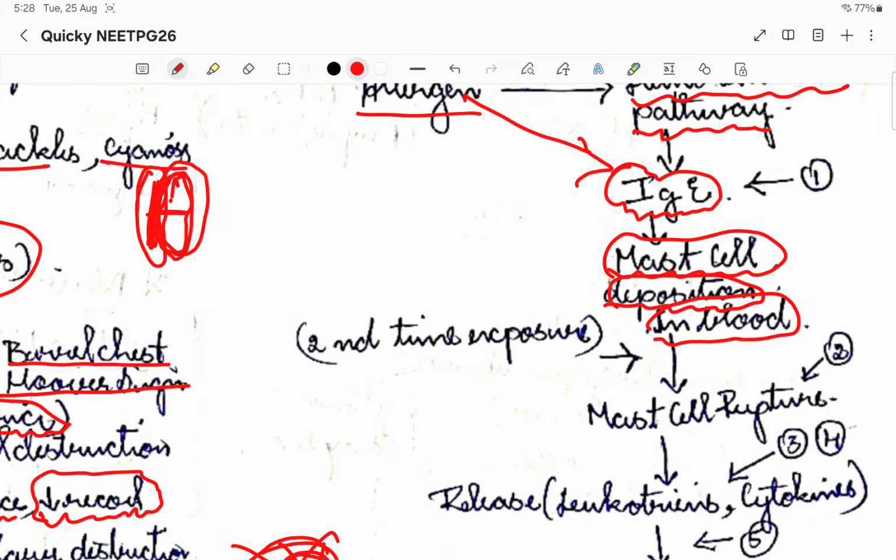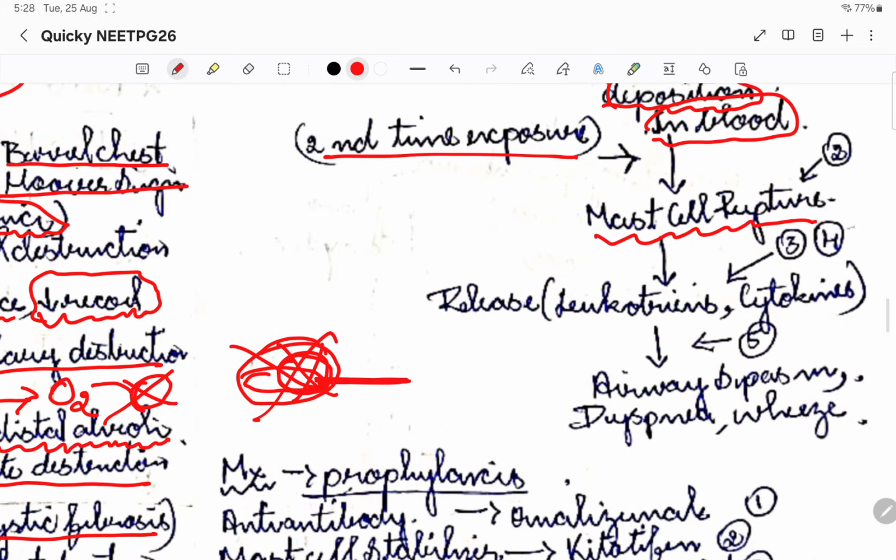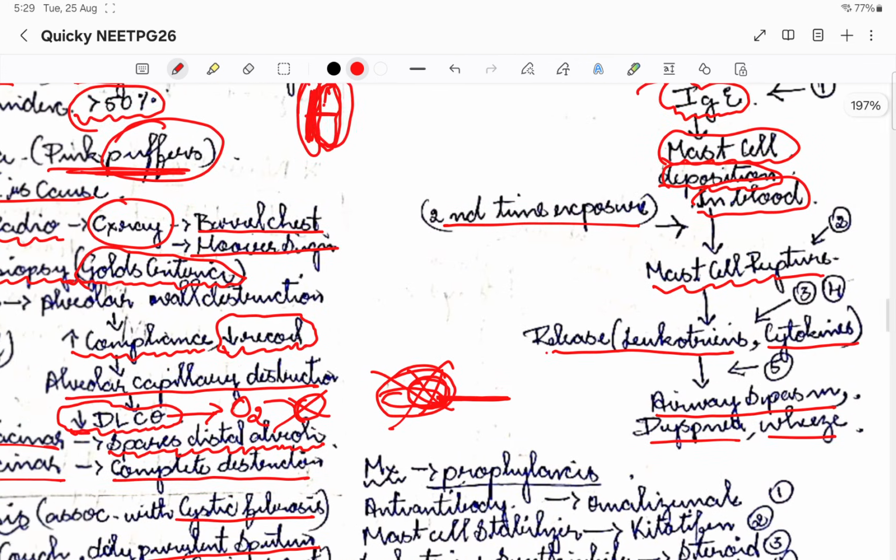The next time, on the second exposure to the same allergen, these mast cells will rupture. When the mast cell ruptures, it releases leukotrienes and cytokines, all the interleukins and inflammatory mediators. This causes airway spasm, dyspnea, and wheeze. Suddenly the bronchioles get constricted because of the inflammation, and there will be dyspnea and wheezing. This is what happens with the second exposure.